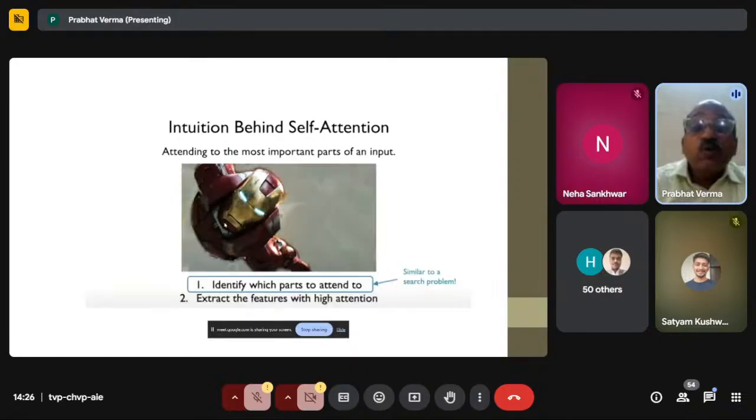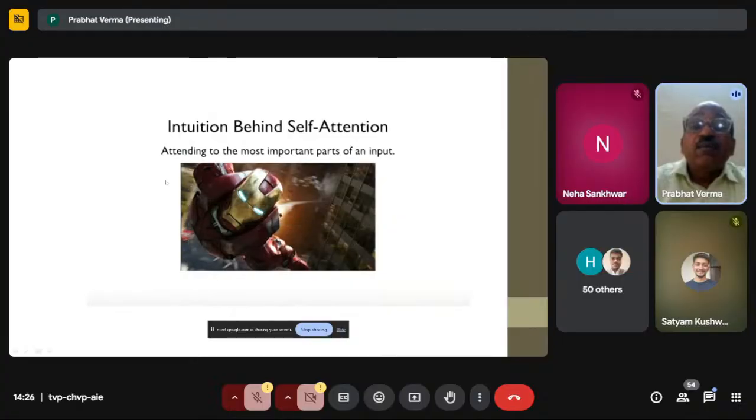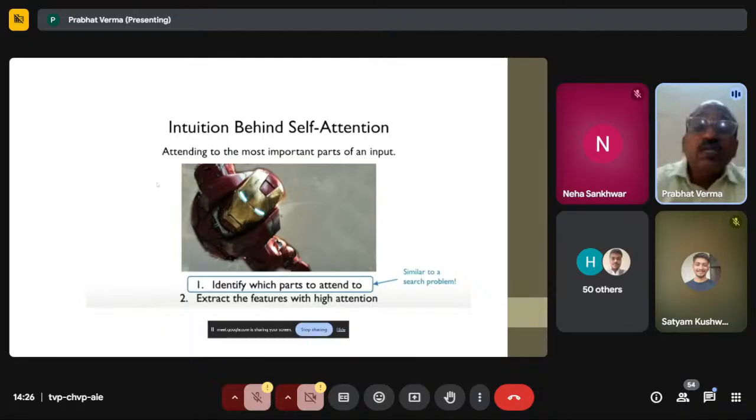Another approach is like a search problem. Identify which parts to attend to and extract the features with high attention. So we identify the portion which has high attention, and we remove the other. So this is a sort of search problem. Attending to the most important parts of an input, that is attention.